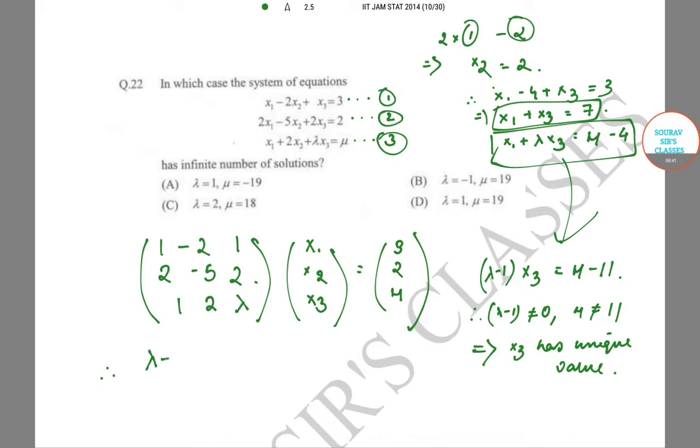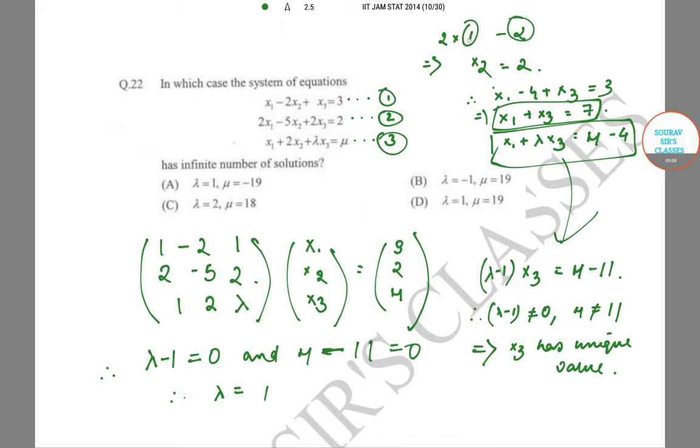Therefore lambda minus 1 has to be equal to 0 and mu minus 11 has to be equal to 0, or lambda equal to 1. Right, so there must be some problem. Yeah, I think I messed up the calculation over here.